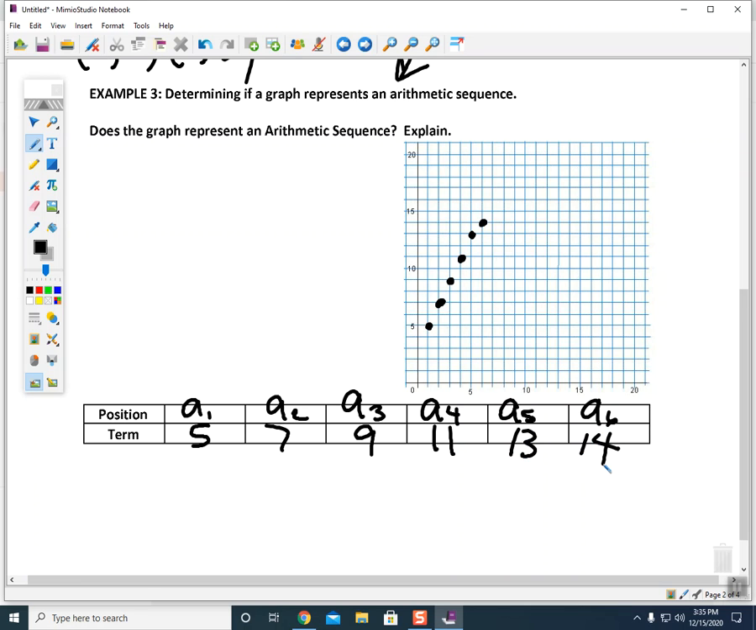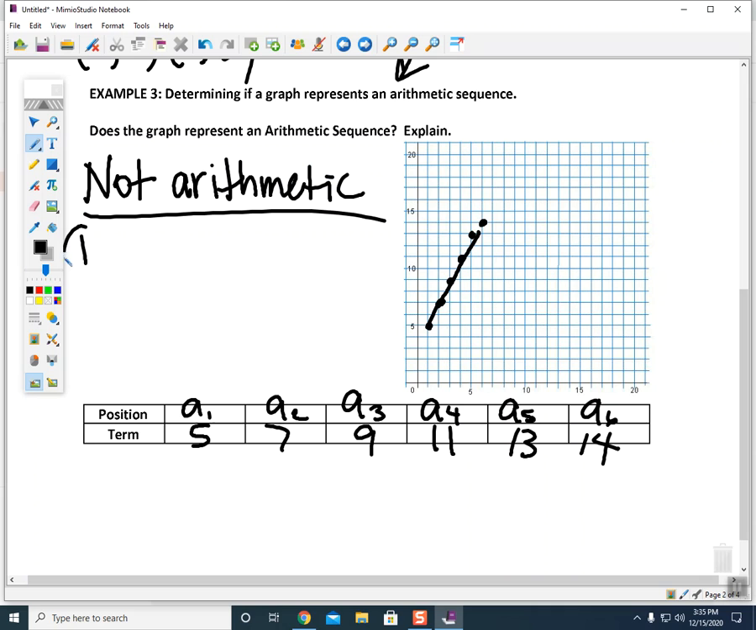So the question that this is asking is, does the graph represent an arithmetic sequence, and explain? So I know that arithmetic sequences need to form lines, right? So if I look at this, I can see that these are straight, right? And then I go off a little bit over here. So I can decide right now this is not arithmetic. And the first reason for that is that it doesn't form a straight line.